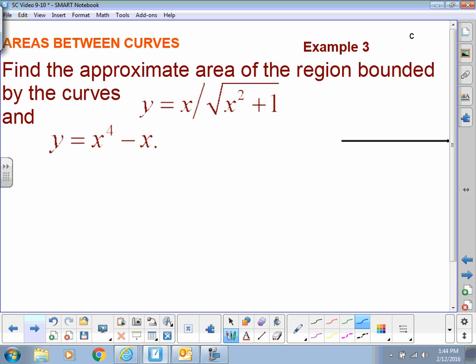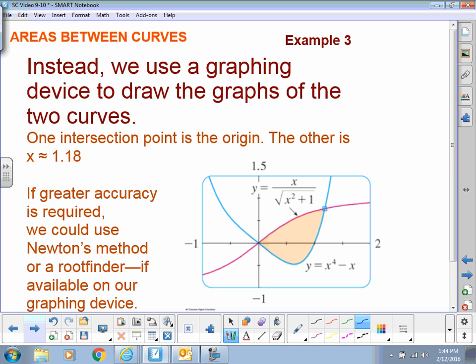So one last example. Say we want to find the area between these two curves. When you graph it, the picture looks like this. Notice they intersect once at (0, 0). And they intersect again at a point that's not nice. Well, you could find that on your calculator by doing an intersection, and we're just going to do it to the nearest hundredth. So we'll get 1.18.